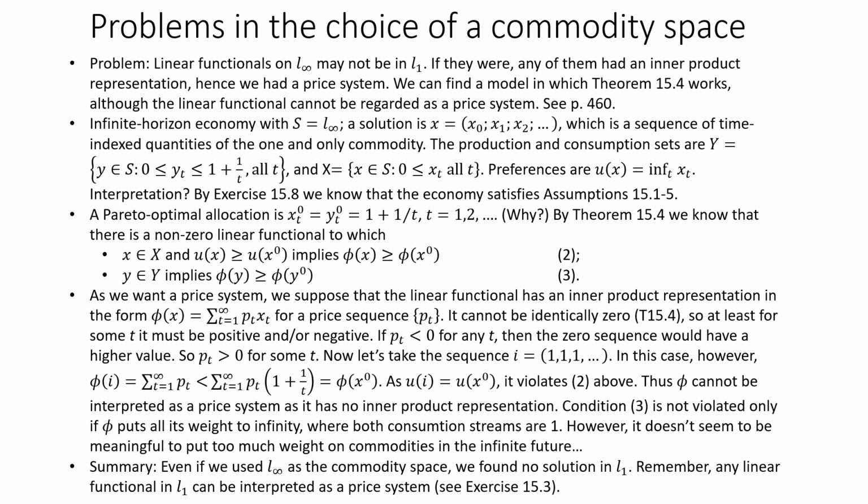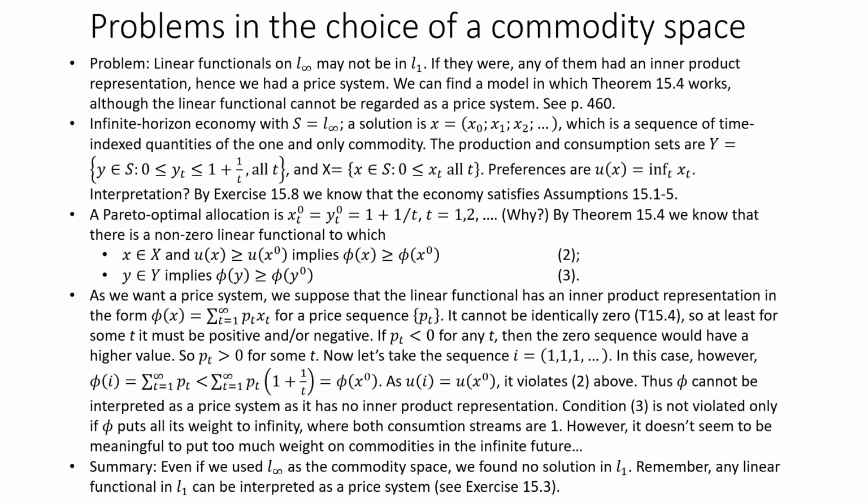Let's discover a further problem in the choice of a commodity space. We have already covered the fact that linear functionals on L infinity may not be in L1. It would be great if they were in L1, because any linear functional in that dual has an inner product representation, so we would have a price system. We will have an example. We can find a model in which theorem 15.4 works. So we have a linear functional that can be the basis for a competitive equilibrium, but this linear functional cannot be interpreted as a price system.